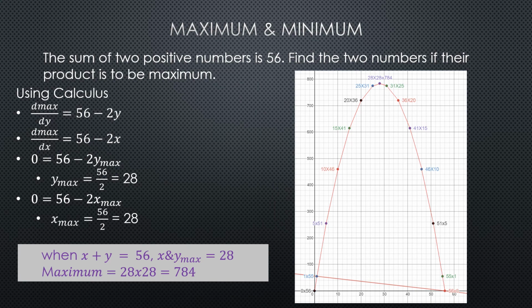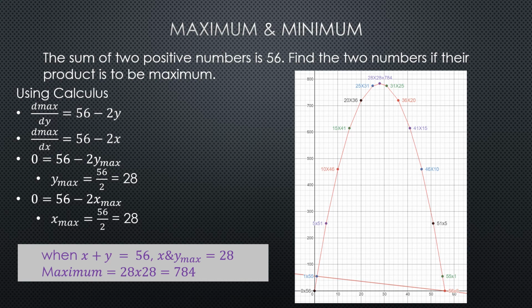Now, knowing that the slope is going to be 0 at the max, we can substitute in the value of 0 for our d max over dy and d max over dx, and then solve for a y that's going to be equivalent to the max. And when we do that, we get y max is equal to 28. We do the same thing for the x, and the x max is equal to 28.